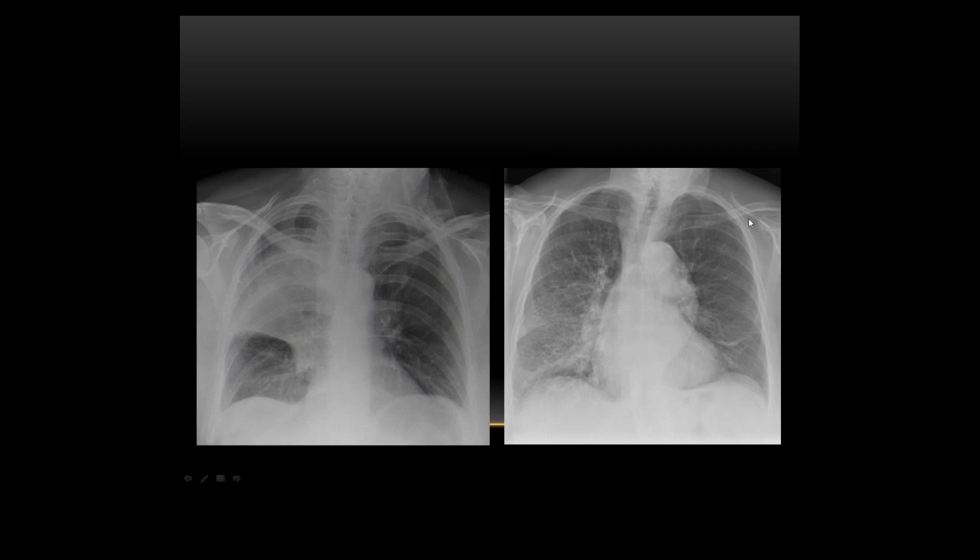Okay, what do you think of these? Is it consolidation? Is it cancer? Or is one consolidation and one cancer?